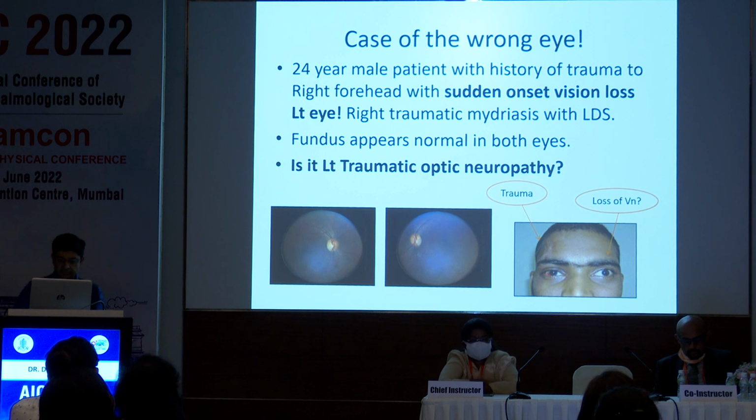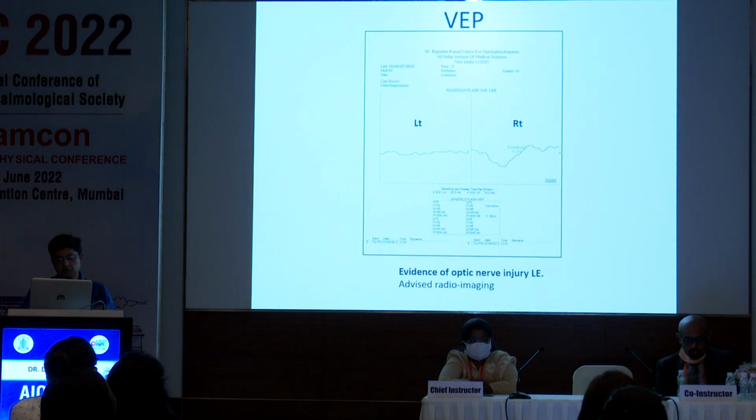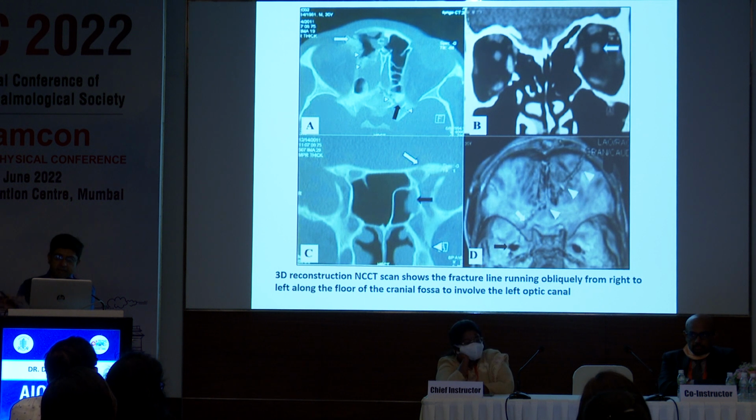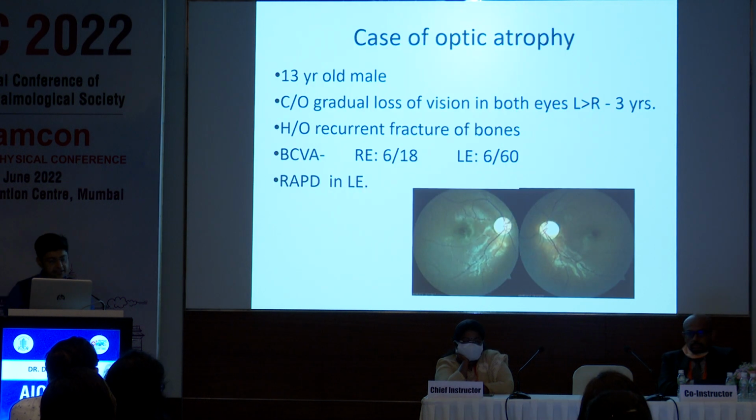Now, how is this happening, and how are we calling it a traumatic optic neuropathy? Here you can see evidence on the VEP also. On the left eye there is hardly any waveform, so the left eye is injured. Here the CT comes in to help, as you can trace the fracture lines. A 3D reconstruction of the NCCT showed the fracture line running obliquely from the right to the left on the floor of the cranial fossa, involving the left optic nerve. So, traumatic optic neuropathy on the left side, and we are able to trace it. That case of the wrong eye was actually solved.